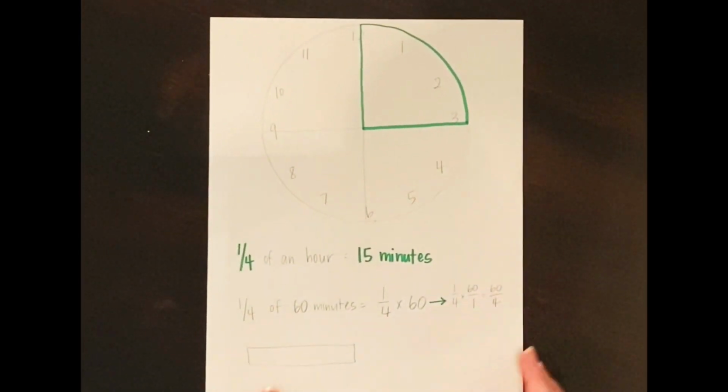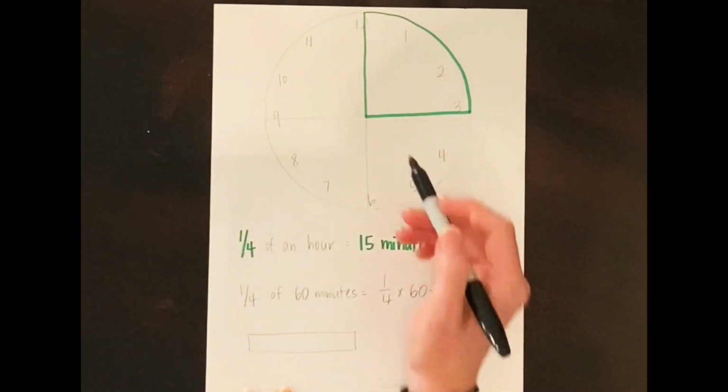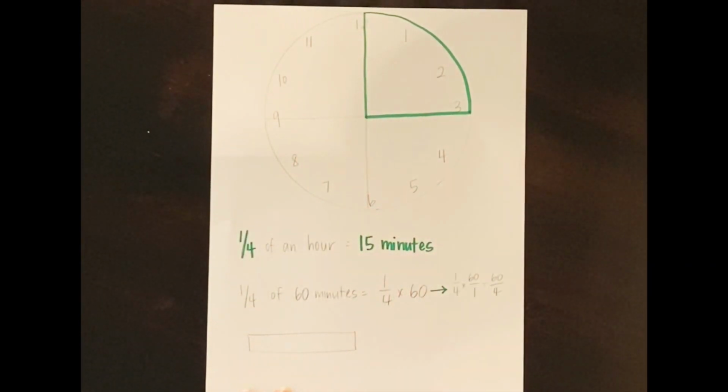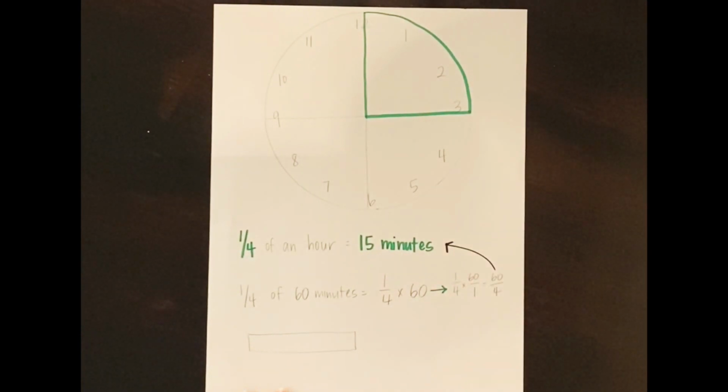Let's look at fourths. Again, I've got my clock here, and I've divided it into 4 equal sections. And you can see that that would be 15 minutes. So let's think of it like multiplication. 1/4 of 60 minutes is 1/4 times 60, which ends up looking like 1/4 times 60 over 1. I end up with the improper fraction of 60 fourths, so I need to use division. 60 divided by 4 is 15.